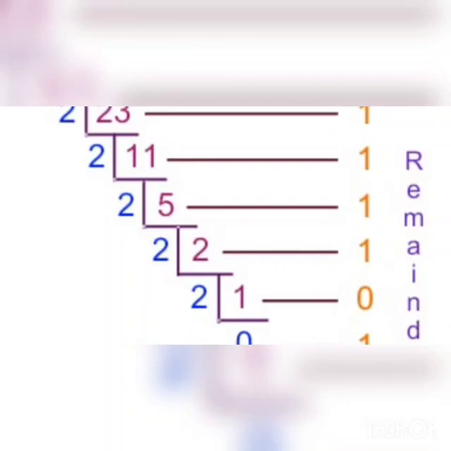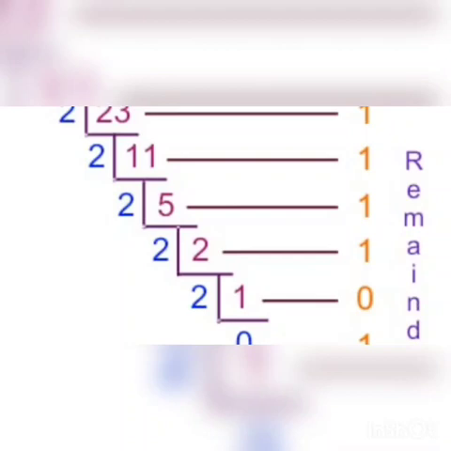Let us discuss one more example by this method. So in this example we convert the decimal number 47 into a binary number. First of all we will divide 47 by 2. The answer becomes 23, remainder 1. Again we divide 23 by 2. The answer becomes 11, remainder becomes 1. Again we divide by 2. The answer becomes 5, remainder becomes 1.